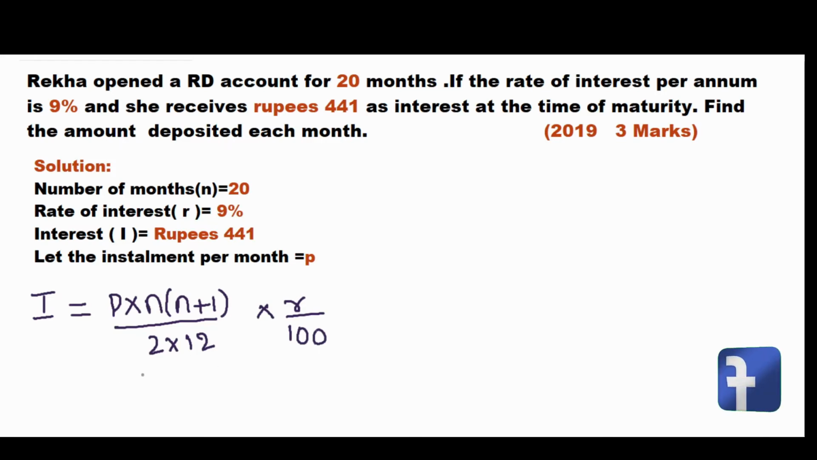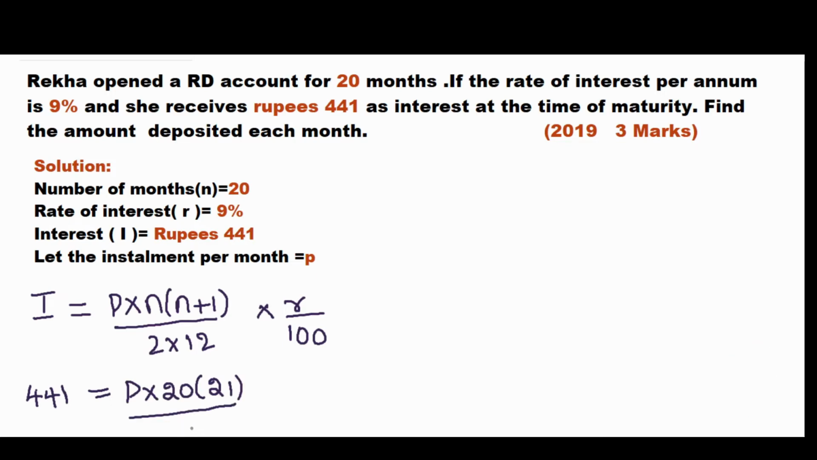Let us substitute all the values. So interest we know it is 441, which is equal to P, I am taking it as P itself, and N it's 20. So 20 plus 1, I'll be getting 21 divided by 2 into 12 into 9 by 100. See, you can see the 0 getting cancelled with the 0 of the 20. 2 and 2 get cancelled. Now you can see 9. 3 3s are 9. And this is 3 4s are 12.